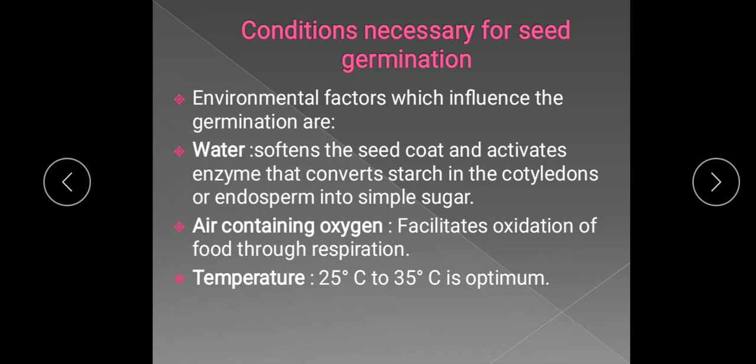So students, you understood the conditions which are necessary for seed germination. This is water, air containing oxygen, and the suitable temperature. So you'll have the experiments on the basis of these conditions which are required for seed germination. We'll prove through the experiments that water is required for germination, air is required, as well as the suitable temperature is required. So that we will do in the next part of our lecture.